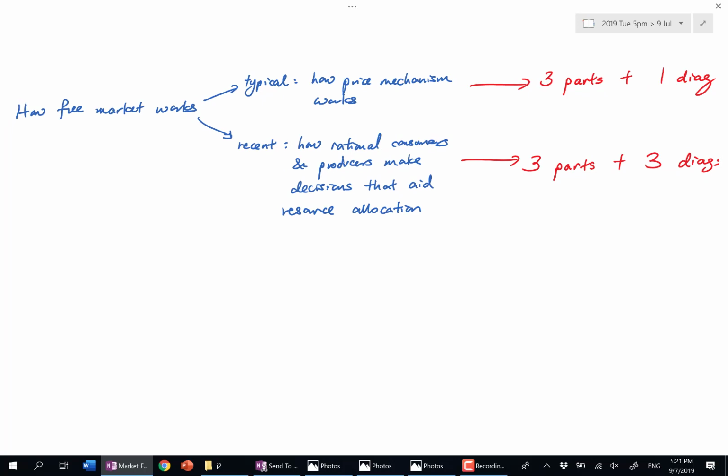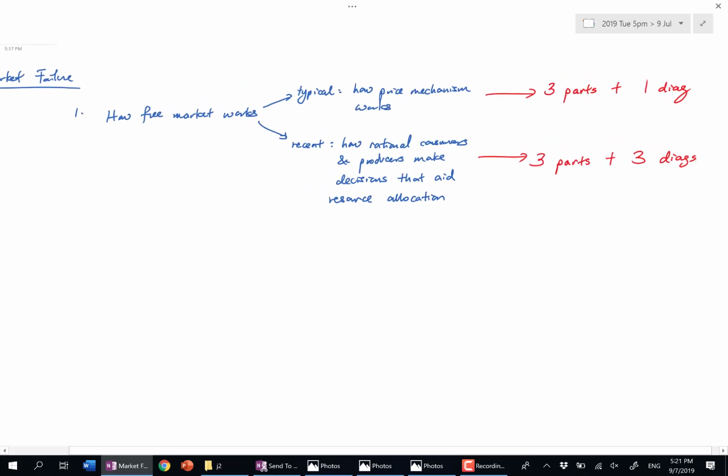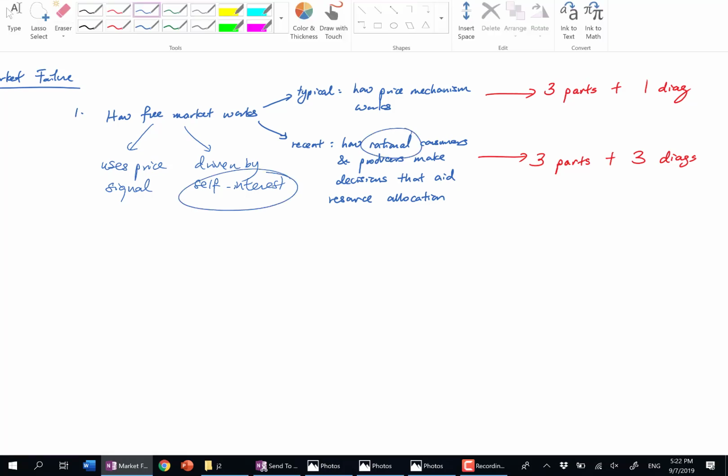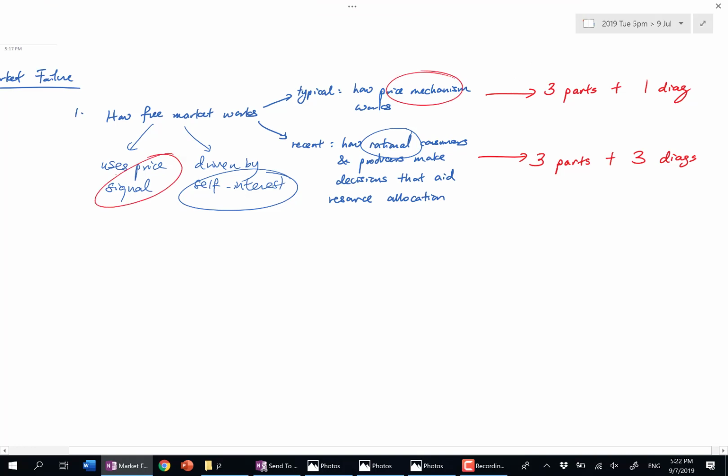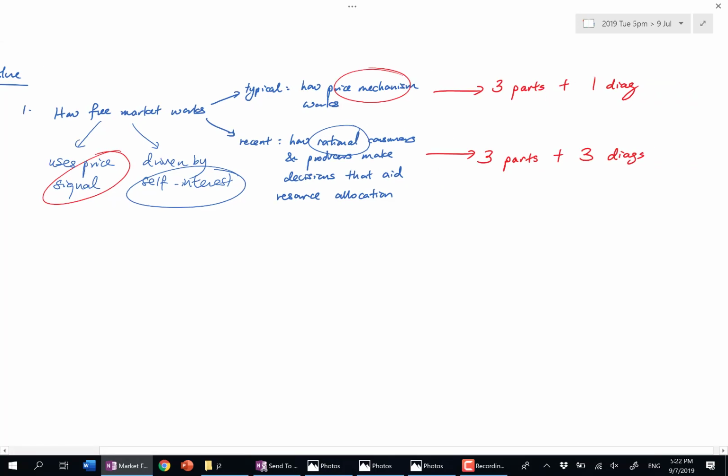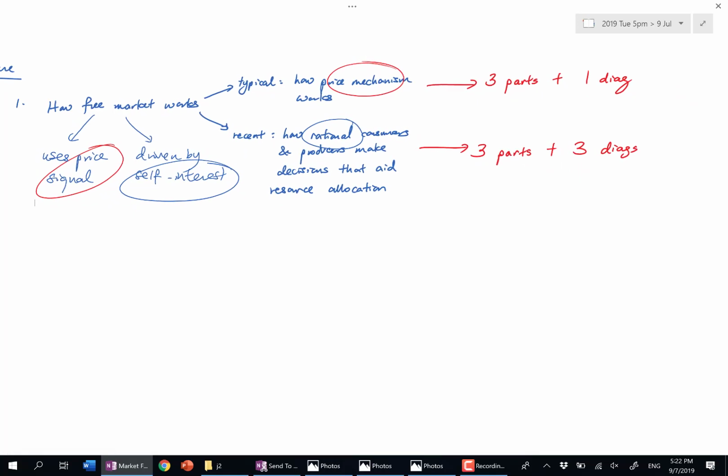And why I say that is because, okay, if you look at how we define a free market, defining features of a free market, it uses the price signal, all right, and it's driven by self-interest. So there isn't a third dimension because these 2 are the same, and then these 2 are the same. Okay, same. Okay, so given the 2 different iterations, let me just very quickly tell you what's the answer plan.